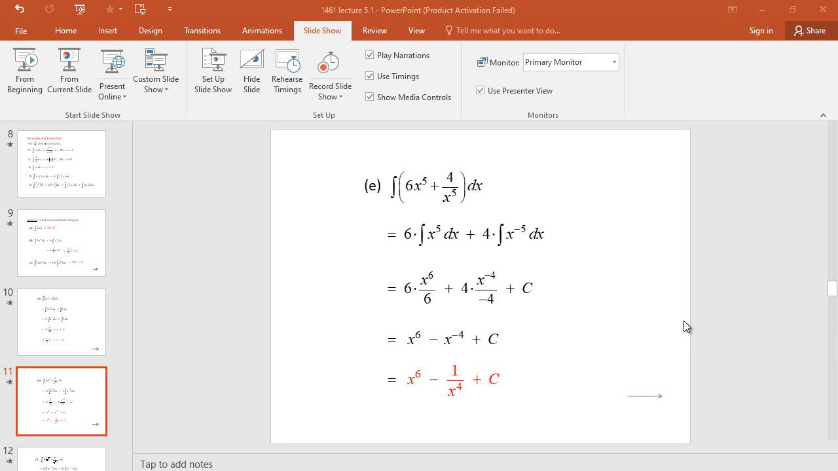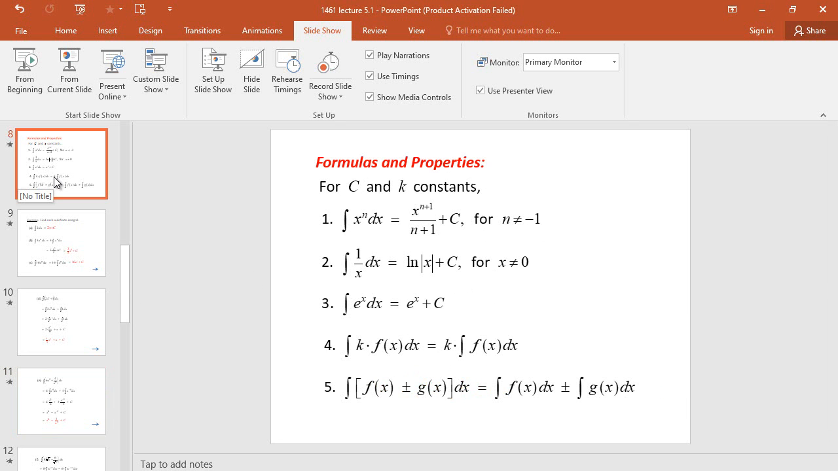Welcome back. So we're going to continue where we left off in the previous video. So we have looked at these formulas here, these integral formulas, and so we now started applying them.